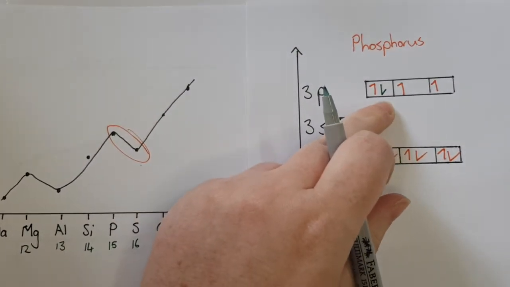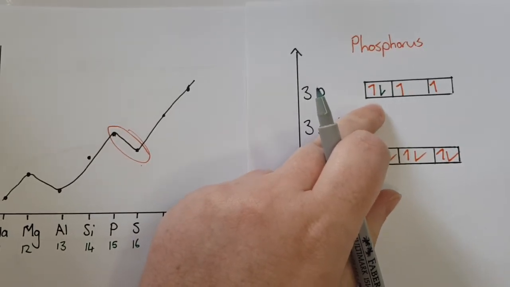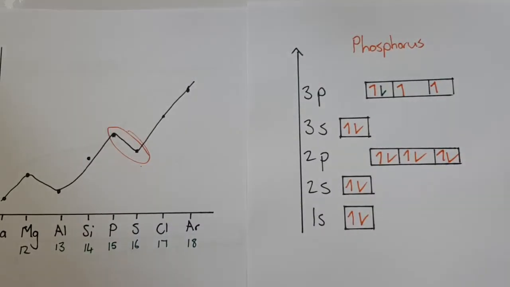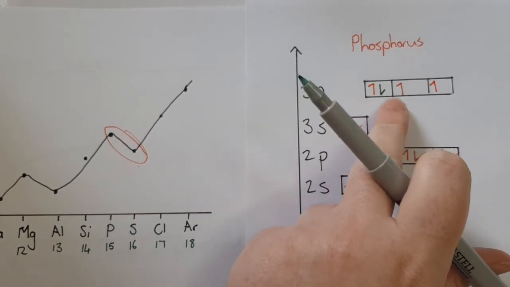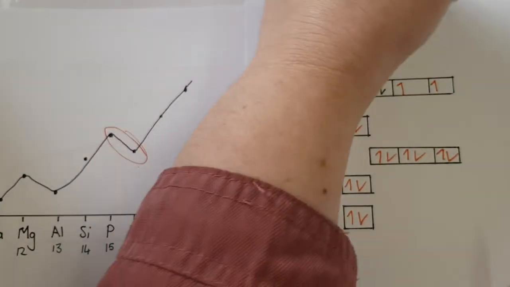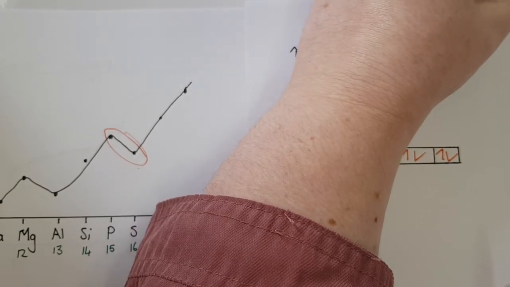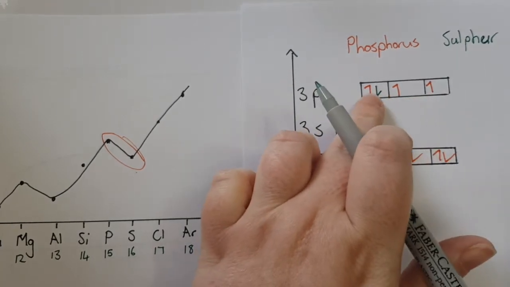Now electrons are negative, so when they're together, they repel each other. So this one pair causes what's called electron pair repulsion, and it means that that extra electron there is being repelled by the others, making it easier to remove. So that's why sulfur has a lower first ionization energy than phosphorus, just because of that one extra electron.